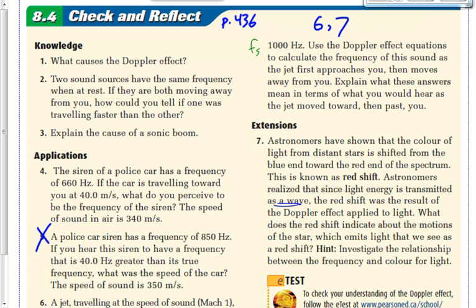So this is happening here for the same reason as you hear a different frequency when the fire truck goes by you. Okay, light frequency is shifting, just like sound frequency is shifting. We perceive the shift in frequency of the fire truck with our ears. We perceive the shift in frequency of this light coming from this star with our eyes. What does the redshift indicate about the motions of the star, which emits light that we see as a redshift?